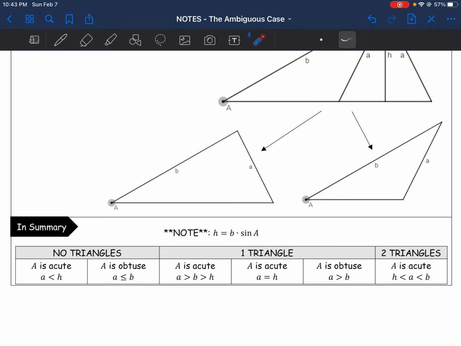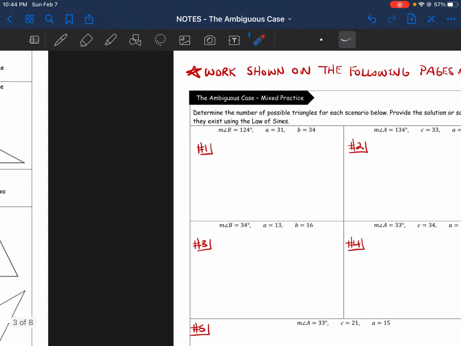Now you're going to notice that in a lot of these scenarios, we have to be able to understand h, the length of the altitude. Well, to calculate the length of the altitude is always going to be the sine of the angle you're given multiplied by the side that is not across from the angle that you're given. Okay? And let's see some examples of that.